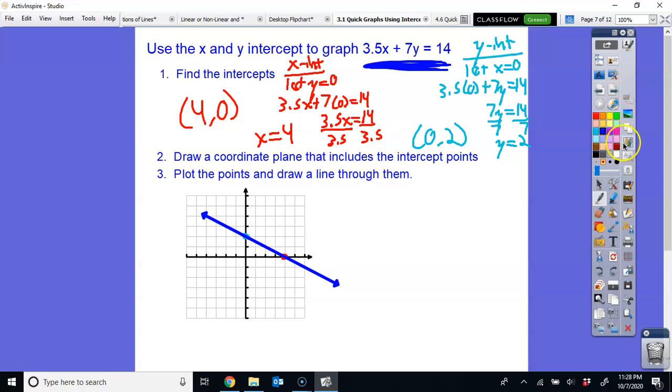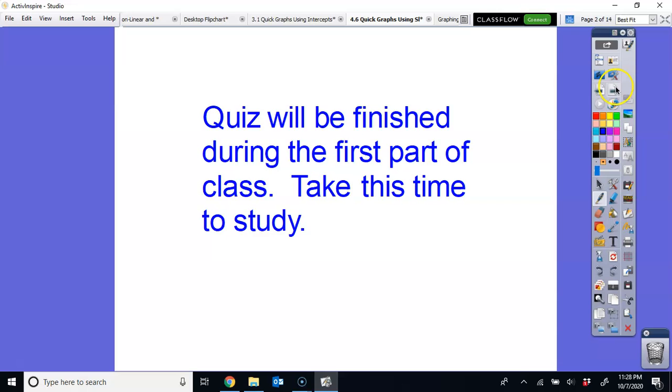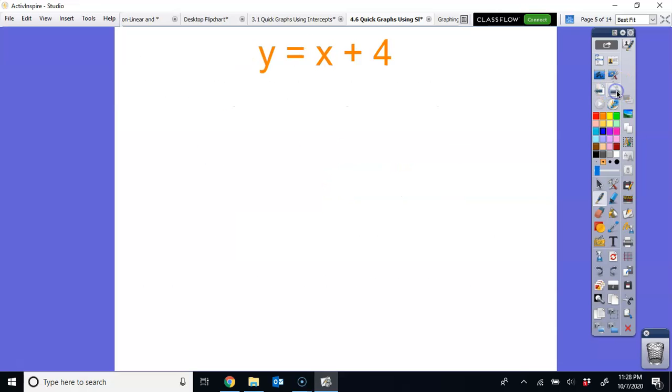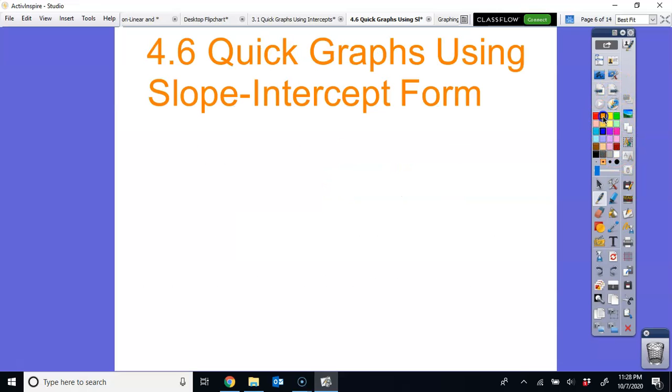Now, what we're going to take a look at is another quick way to graph. This way is using what we call the slope-intercept form. Oh, that sounds familiar. Oh yeah, that's because that's what we did the other day when we were first writing linear equations.